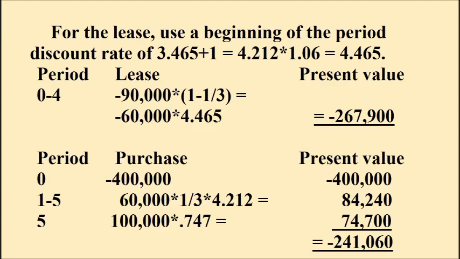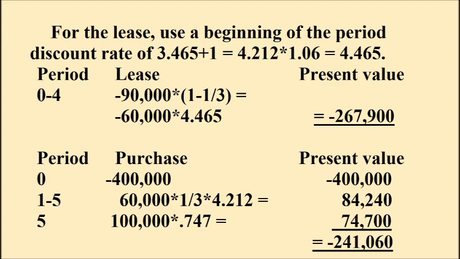And we're going to move that annuity table up 1 period and add the number 1 for period 0. Or another way is just increase it by that 6%. In either case, the factor is 4.465. And we get a present value outflow of some negative $250,000. For the purchase, we have that $400,000 going out at time 0, same present value.